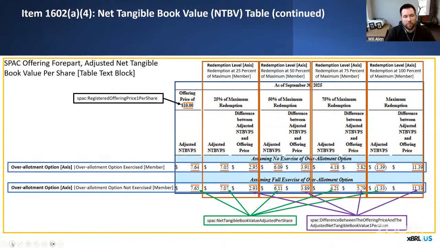And then you have in the purple the difference between the offering price and the adjusted. So that's basically the $10 minus the 7.07 or minus the 6.01 to give you the actual difference between the offering price and the actual, if there is that type of redemption. So that gives you an example of the net tangible book value, one of those types of tables within this type of filing. All right, next slide, please.